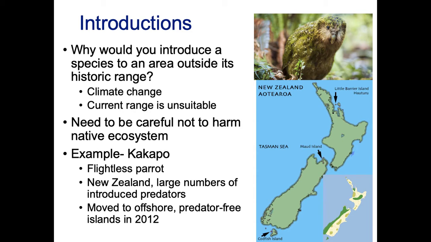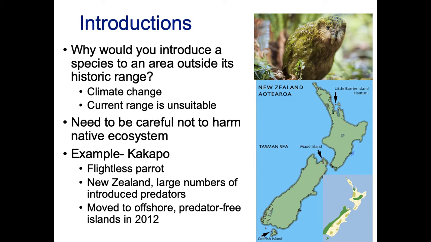This is a flightless parrot that is native to New Zealand, and it historically lived on the mainland. You can see this picture here. The dark green is where kakapos used to live. And if you know anything about New Zealand, you know there are a lot of invasive species. It's an island, and islands have big problems with invasive species. There's a large number of introduced predators like cats, and rats which eat their eggs, all kinds of problems. And so kakapos have not been doing well on the mainland.